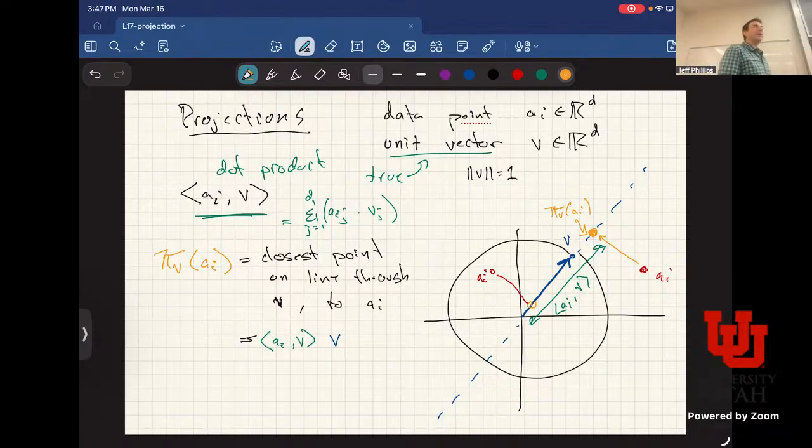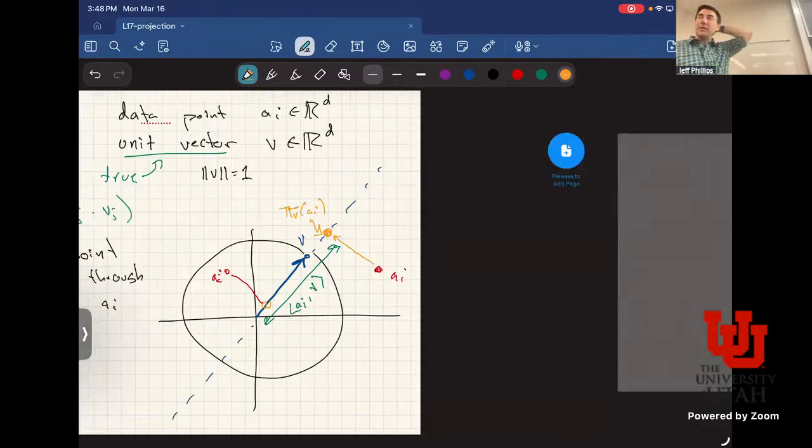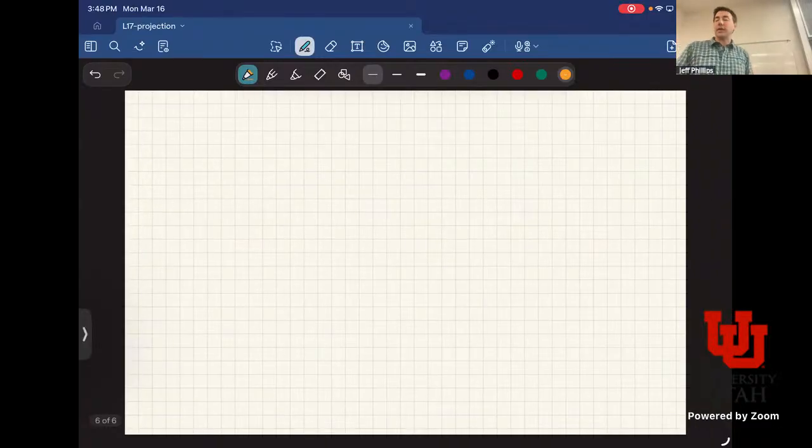Typically we don't want to go down to just one dimension, but this is kind of the start of the idea. I want to go down to k dimensions. And how I go to k dimensions, this will be the building block, but let's think about how I do a projection onto k dimensions.